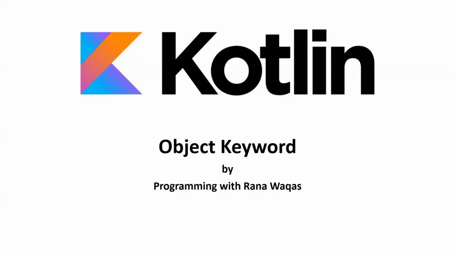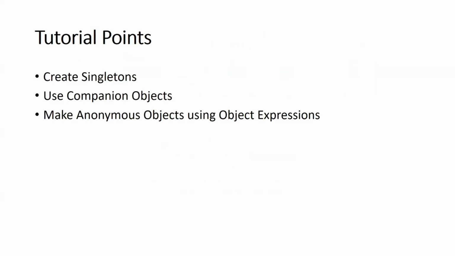In today's Kotlin OOP tutorial, we are diving into one of the most powerful features in Kotlin, the object keyword. You will learn how to create singletons, how to use companion objects, and how you can make anonymous objects using the object keyword. So let's start with the simplest use of the object keyword: creating singletons in Kotlin. Using object automatically creates a singleton. So let's move towards IntelliJ and let's code it.